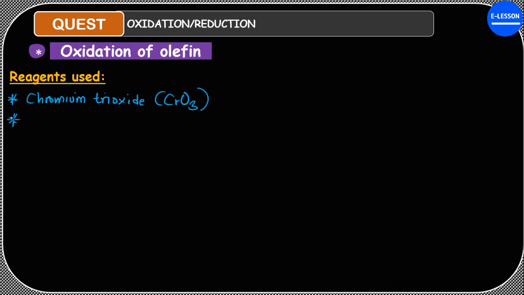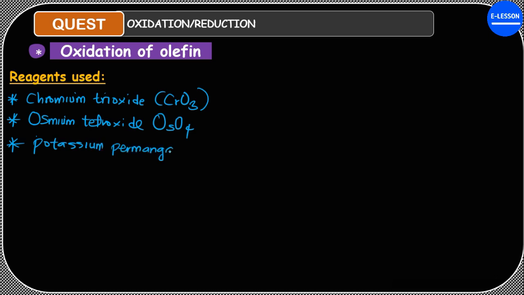Now, another oxidizing agent that we are going to look at is osmium tetroxide, which can be written as OsO4. Now, the other oxidizing agent is potassium permanganate. Potassium permanganate is KMnO4. Or you can call it potassium tetraoxomanganate or whatever.